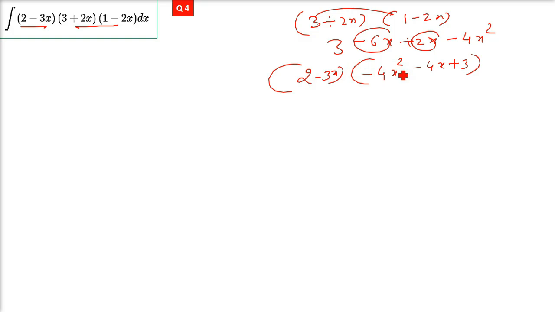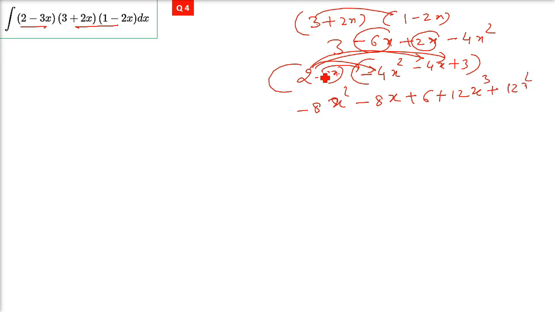So 2 into negative 4x square, 2 into negative 4x, and 2 into 3. These are the three terms you will get. So you will get negative 8x square, and 2 into minus 4x is minus 8x, 2 into 3 is 6. Now minus 3x into minus 4x square, minus 3x into minus 4x, and minus 3x into 3. These will be the other three terms you will get. So this is 12x cube, 12x square, and finally minus 3x into 3 is minus 9x.